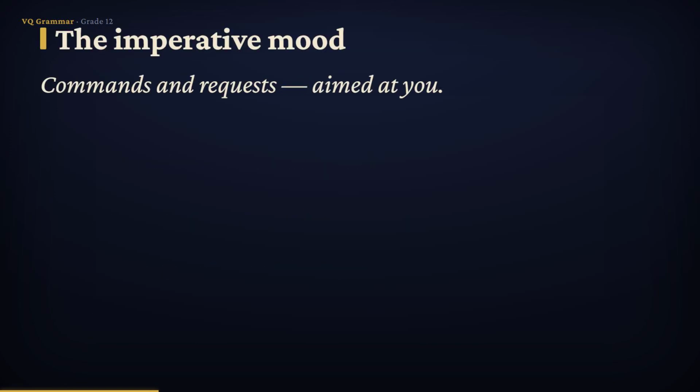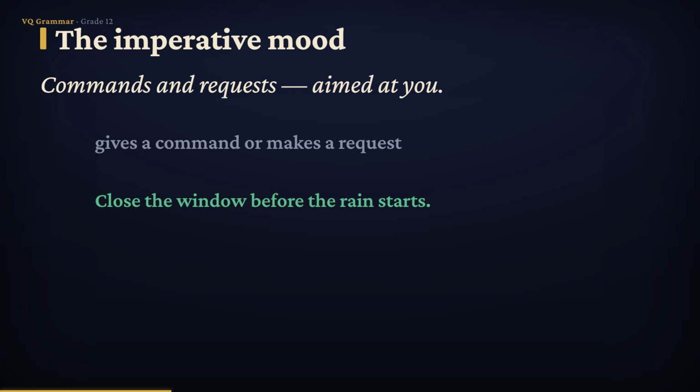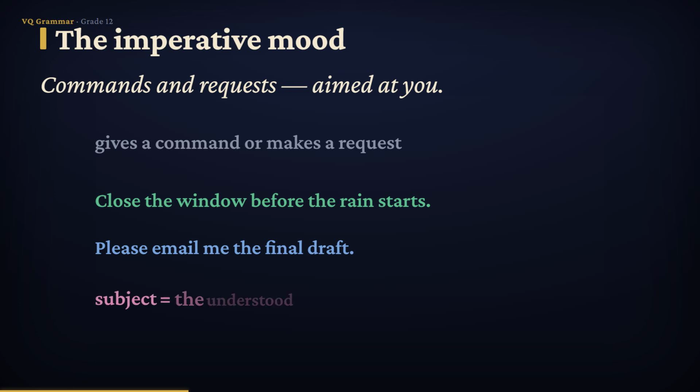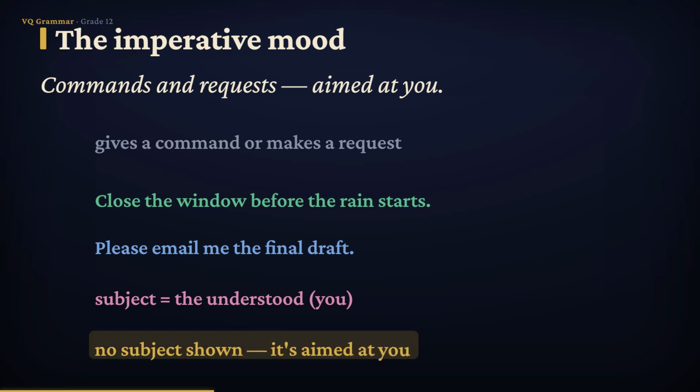Next is the imperative mood, and it has a personality all its own. The imperative gives a command or makes a request. Close the window before the rain starts. Please email me the final draft. Notice something. Neither sentence names who should act. That's because the subject of an imperative is always the understood you, the person being spoken to. Even though the word you never appears, it's there in the meaning. So whenever a sentence points an instruction straight at the listener, with no stated subject, you're in the imperative mood.